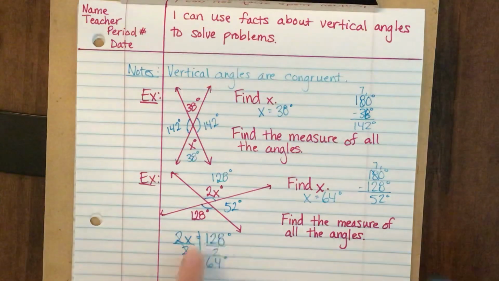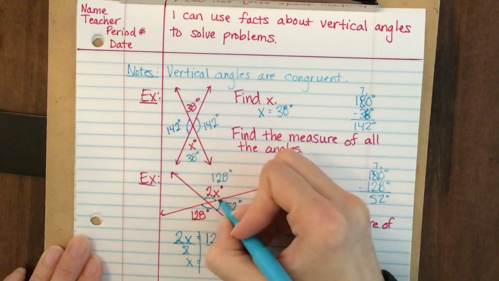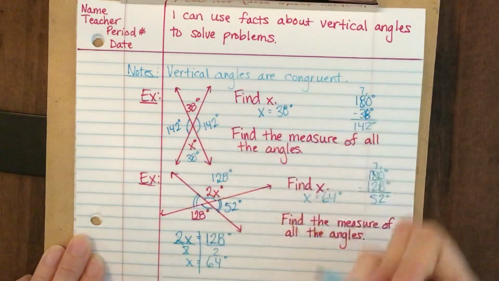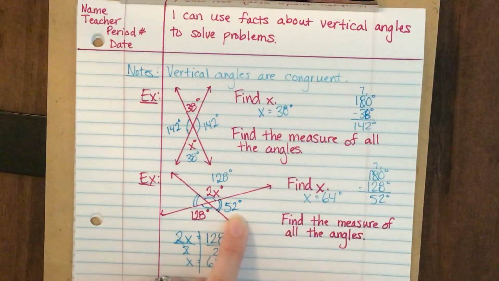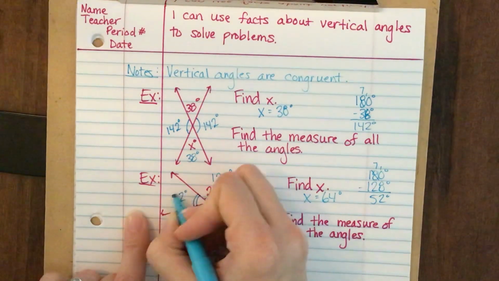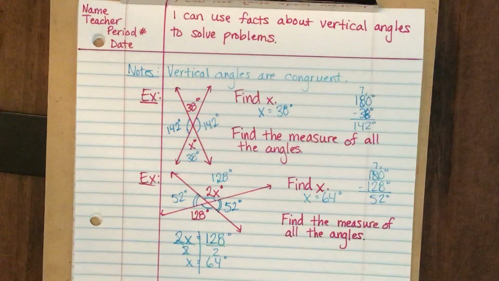Now this angle right here is a vertical angle to this angle right here. So if this angle is 52 degrees, this angle also has to be 52 degrees. And there we have it. We found x and we found the measure of all of our angles.